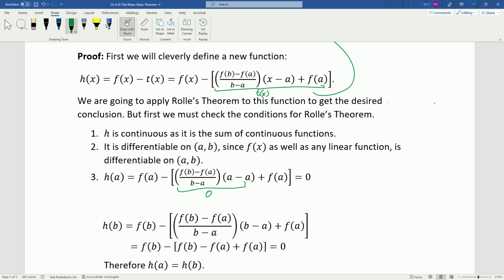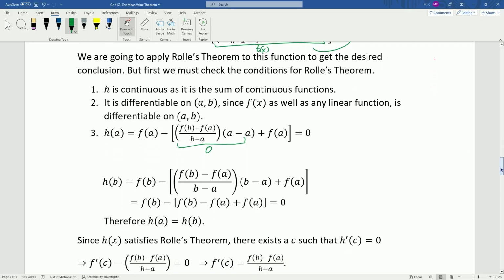Likewise, here, we've got f of b. Well, this one's a little trickier, because here we don't just get 0, we don't have the a minus a, so it doesn't work quite as nicely. But we get b minus a over b minus a, so these cancel. And we get left with f of b minus, parentheses, f of b minus f of a plus f of a. The f of a's cancel, the f of b's cancel, and we get 0.